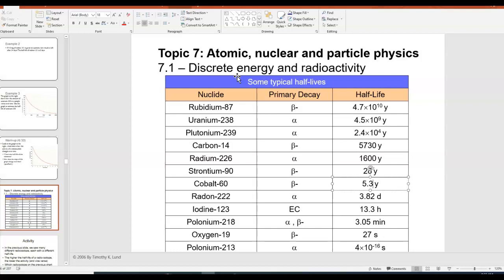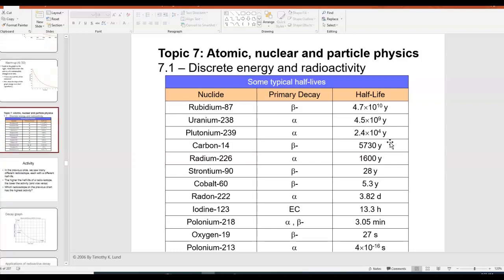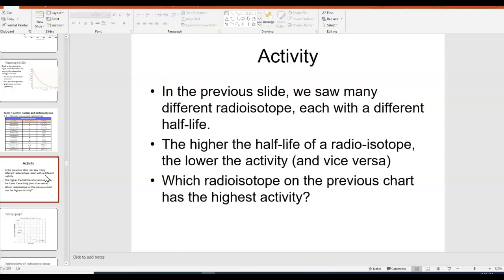I do want to point something out to you before we end this video. Notice that if something has a longer half-life, that basically means it takes longer to decay. And if it takes longer to decay, that means the rate of decay is actually slower. That means the activity is less. So what I'm saying is that something that has a very short half-life, like oxygen-19, has a short half-life because its rate of decay is very fast. So in other words, the higher the half-life, the lower the activity, and vice versa.